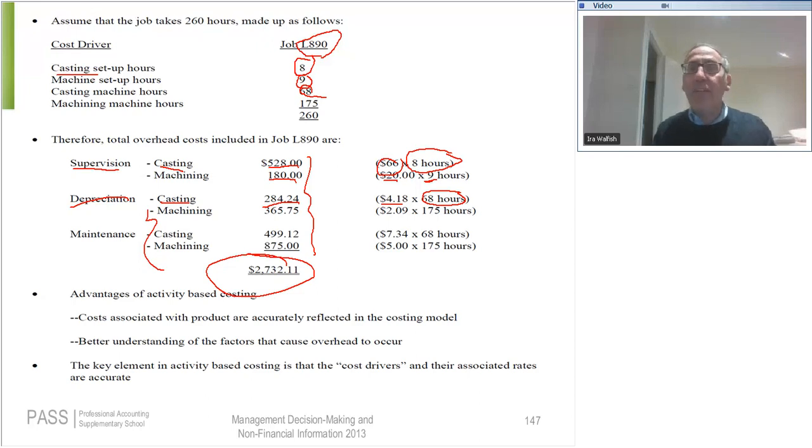So at the end of the day, guys, the key element in activity-based costing is that we come up with good, logical cost drivers that actually drive that particular activity's cost. And then I accurately compute the rates based on using an accurate figure for the total cost divided by the total units for that driver. That completes our discussion of activity-based costing, a very important topic.